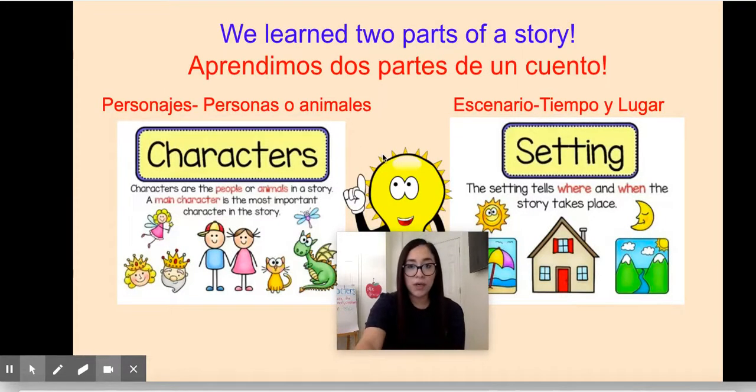We learned 2 parts of a story. Last week we talked about characters, the persons or animals in the story. Today we talked about the setting, where the story happened, when did it happen.